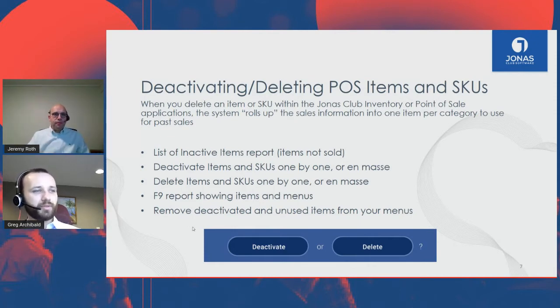So I'm going to switch over into my Jonas, but we'll take a look at each one of these points. I'll show you a good report called the list of inactive sales items. That'll give you a list of all your items that you haven't sold or that you probably should deactivate. Then we'll look at how to deactivate, how to delete, and then how Jonas can tell you which of those deactivated items are still on your menus, because we're going to want to take those off. So let's go into Jonas here and we'll take a look at all of those options.